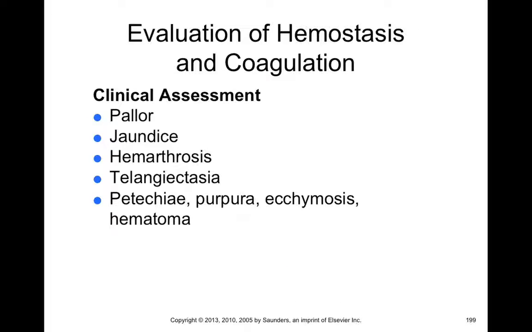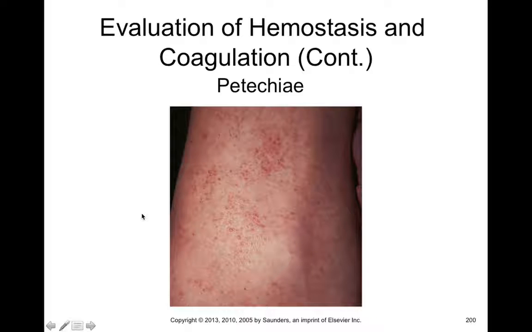Now, in terms of the evaluation of hemostasis and coagulation, different clinical assessments can be performed or noticed. Pallor is common. Jaundice, hemarthrosis, which is blood in joints. You can see this with bleeding disorders. Telangiectasis or ataxia, which is a form of hematoma. Otherwise, you can see things like petechia, purpura, and ecchymoses, which are also forms of hematomas that we'll talk about soon. So petechia are small, sort of pinpoint types of hematomas, and what these are basically just little microhematomas you can find in some of the capillaries and smaller blood vessels throughout the body.